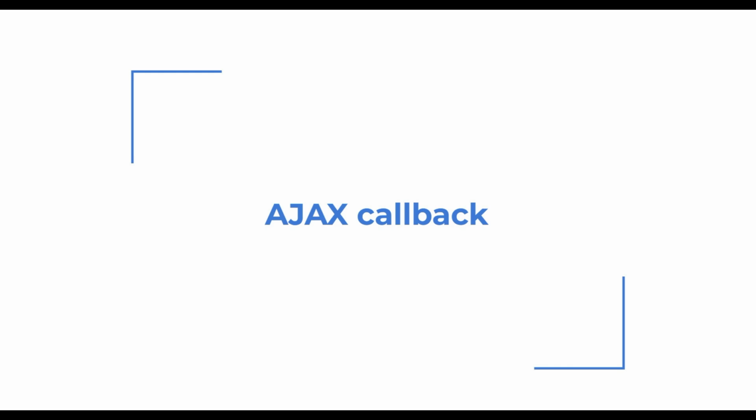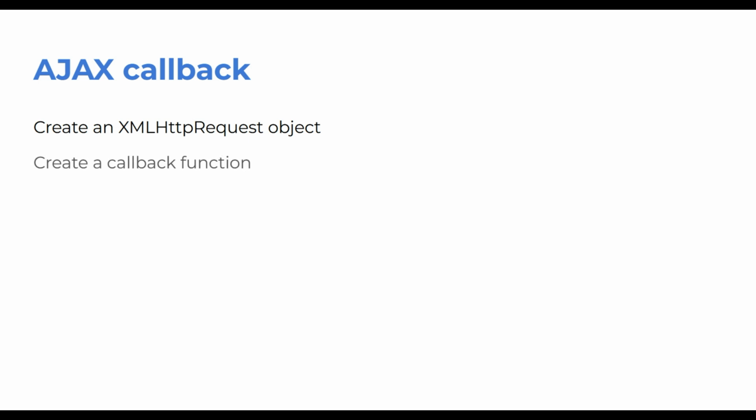Today, we will learn about the AJAX callback. As you learned in the last stage, there are 4 steps to an AJAX request. First, create an XML HTTP request object. Create a callback function, open a request, and send the request. Most of the programming happens in the callback function.